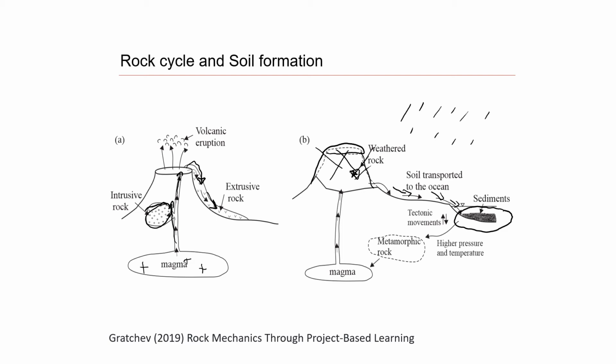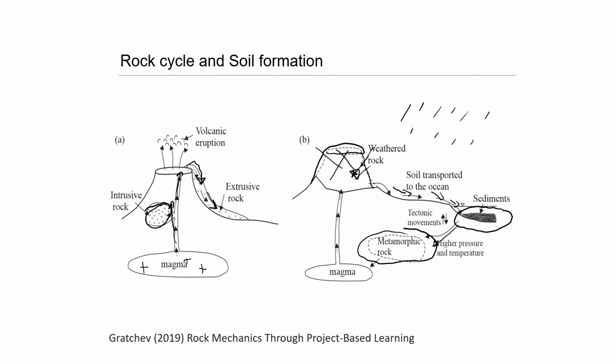Then let's say there are some tectonic movements. This part may go down, and then it will be affected by high temperatures and high pressures, because it's really deep in the ground. Because of these high temperatures and high pressures, these sedimentary rocks will turn into metamorphic rocks. Metamorphic rocks actually are very good rocks in terms of properties. They're hard. One of the better examples that you may know is gneiss. That's a very hard rock. That is a good foundation.